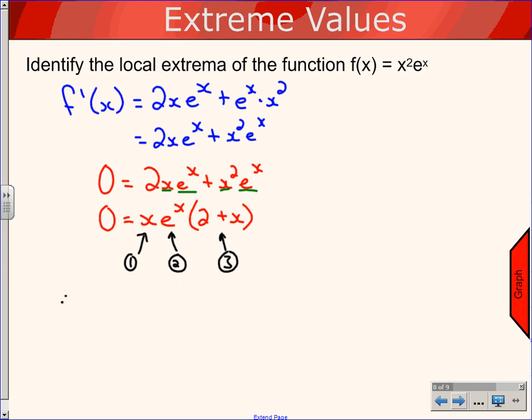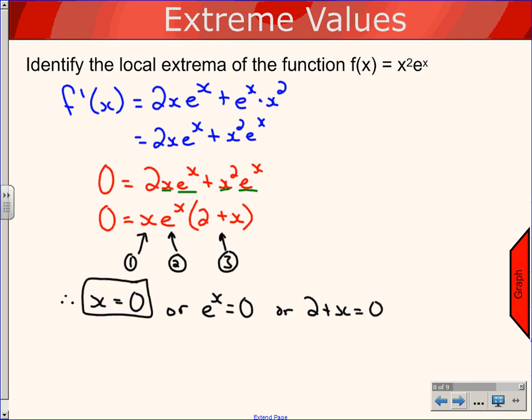And so there's 3 different things we need to consider for solving this equation. Number 1 is we might have x equals 0. Number 2 is we might have e to the x equals 0. And number 3 is we might have 2 plus x equal to 0. So 3 things that might happen. This one's done for us. X equals 0 is a location of a horizontal tangent.